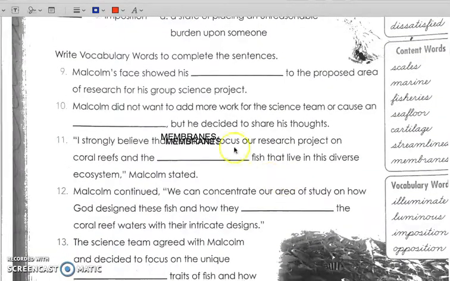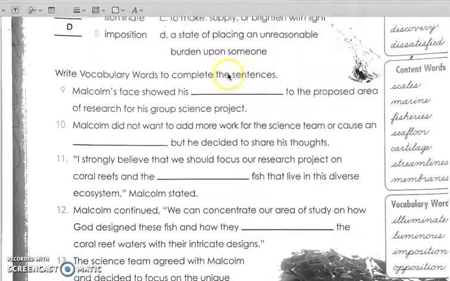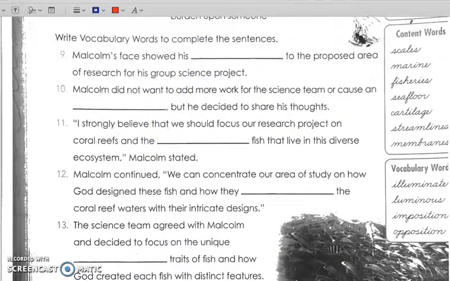All right, so let's look at the vocabulary words to complete the sentences. Malcolm's face showed his blank to the proposed area of research for his group science project. So he does not want to do the science project topic. He's showing his opposition. He does not approve of it. He disagrees. Malcolm did not want to add more work for the science team or cause an blank, but he decided to share his thoughts. So he didn't want to cause a burden on anybody, so imposition. He just decided to share his thoughts.